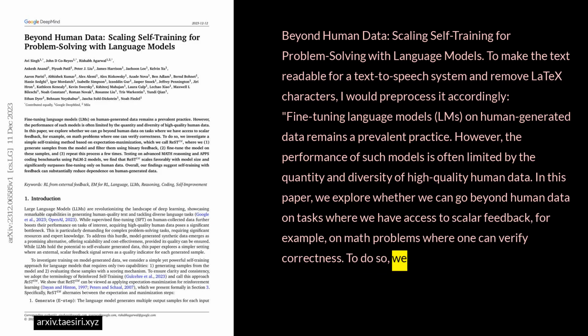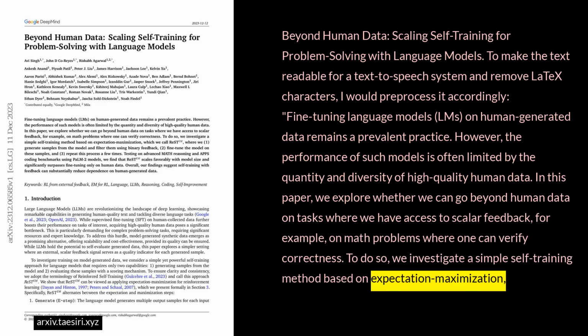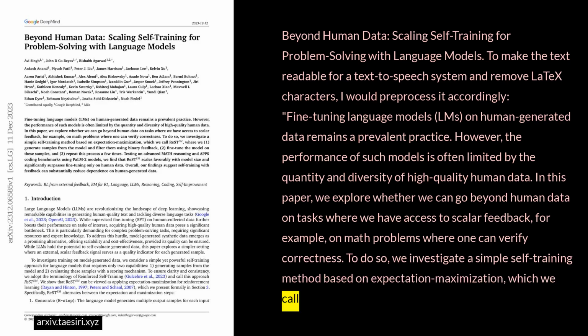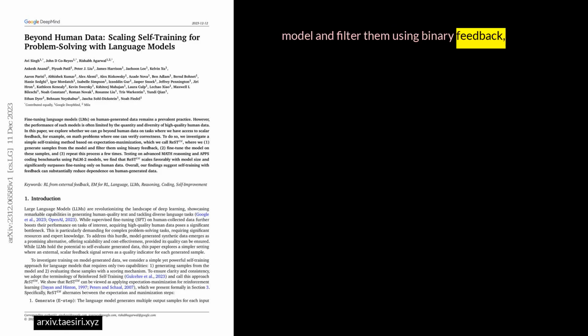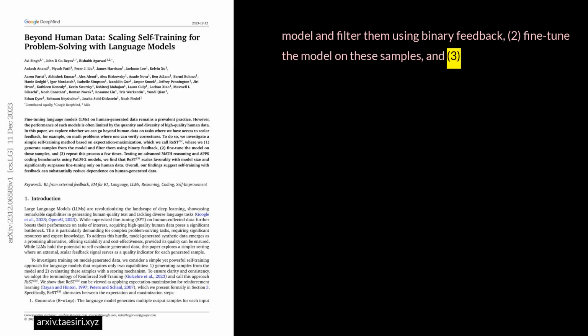To do so, we investigate a simple self-training method based on expectation maximization, which we call REST-EM, where we, 1. Generate samples from the model and filter them using binary feedback, 2. Fine-tune the model on these samples, and 3. Repeat this process a few times.